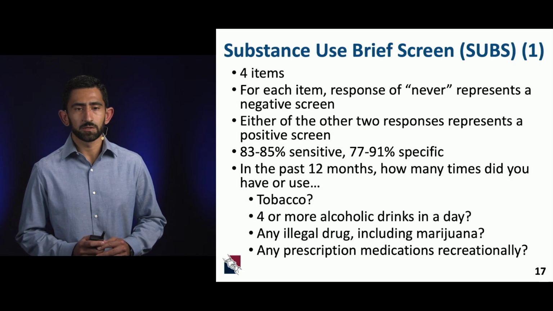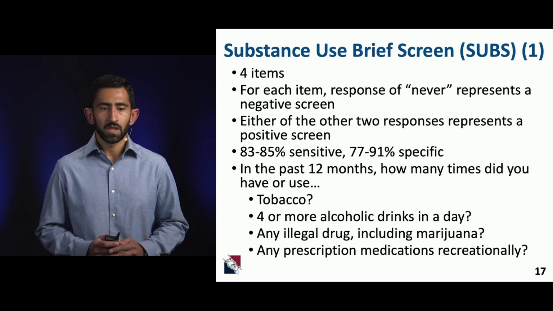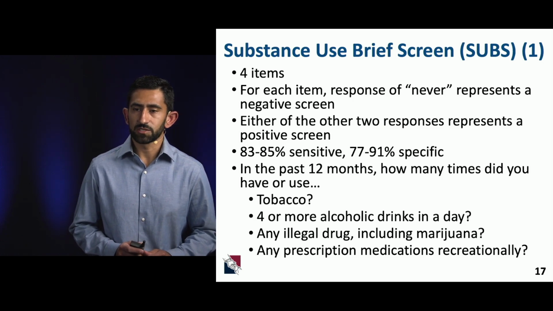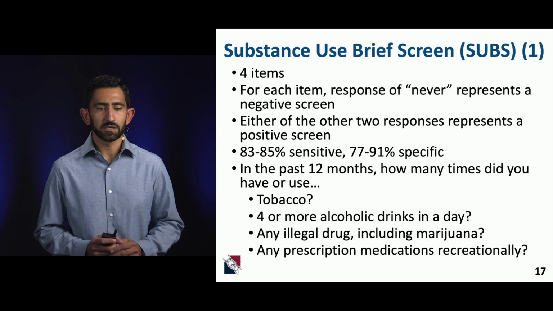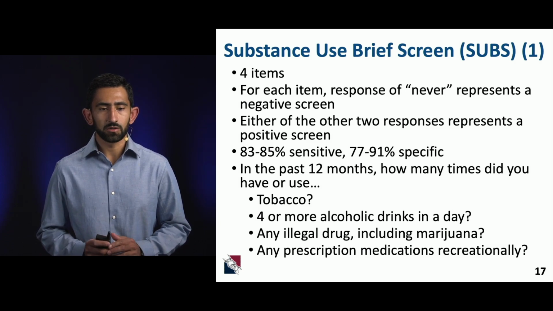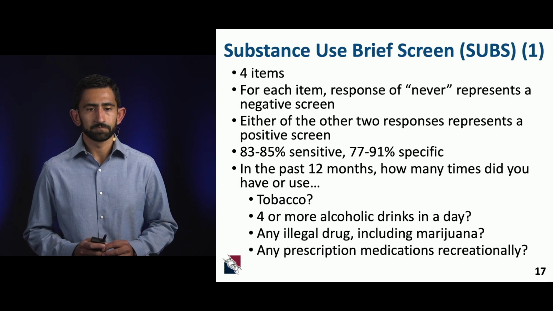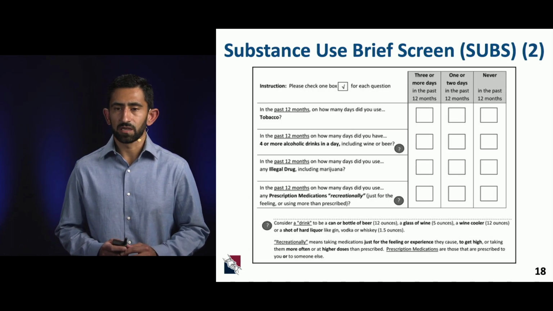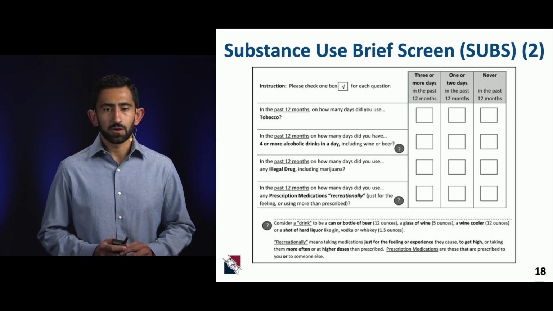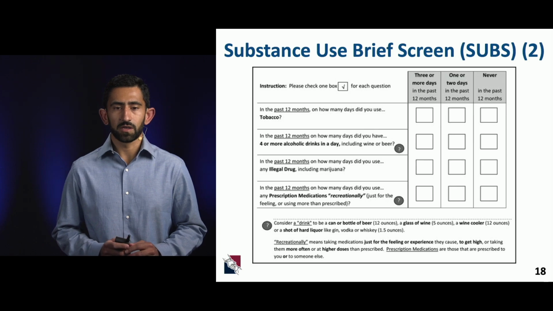The Substance Use Brief Screen contains 4 items. It asks the patient, in the past 12 months, how many times did you have or use tobacco, 4 or more alcoholic drinks in a day, any illegal drug including marijuana, or any prescription medications recreationally? For each item, a response of never represents a negative test. Any other response represents a positive test and warrants further investigation.